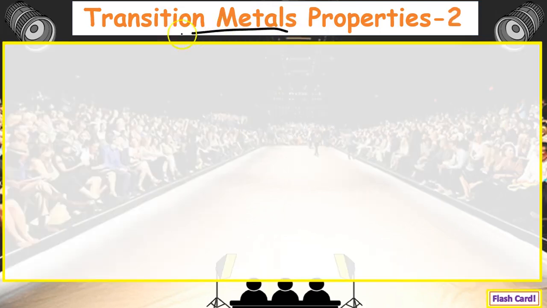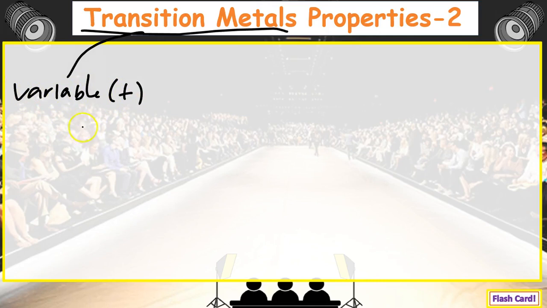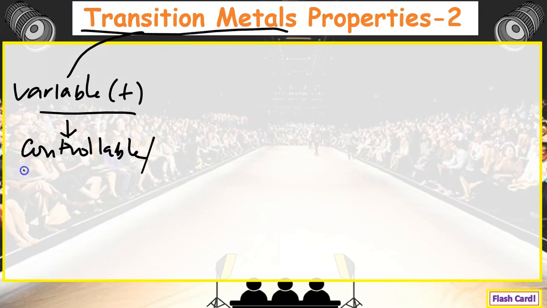Okay, other things to note about transition metals. First, they have variable positive charges, and oxidation states. But that also means that they are definitely more controllable and they're easier to engineer.